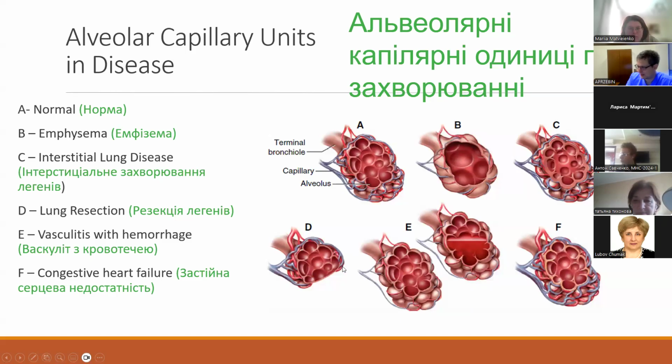And then in E, you have vasculitis without hemorrhage. So then the vessels are much, much smaller, you can see here. But if you have hemorrhage, then you have a lot of blood in the alveoli, and this will cause a massive increase in DLCO because the volume of blood goes up. Finally, you have F, which is congestive heart failure, where everything is swollen there, including the membranes.